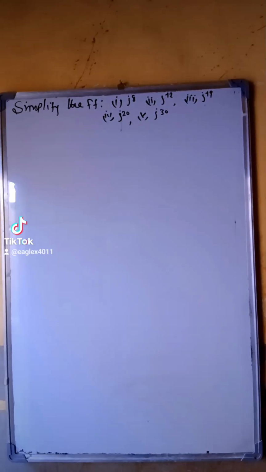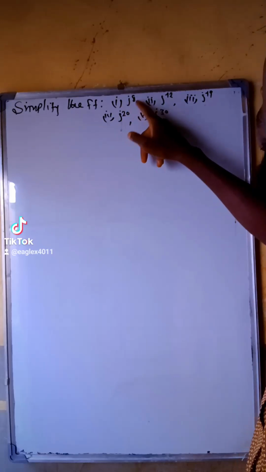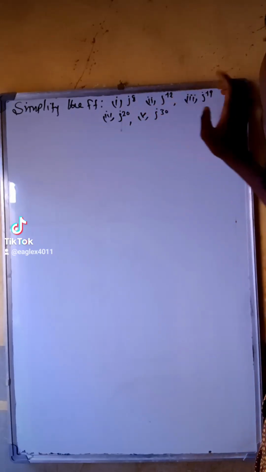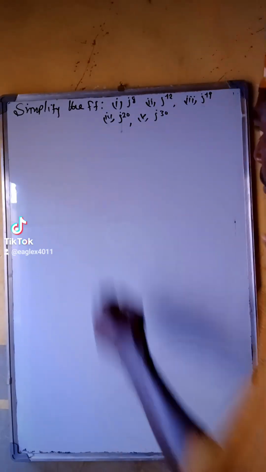Okay, we have another question under the complex number. It says to simplify the following: i to the power of 8, i to the power of 12, i to the power of 19, 20, and 30.